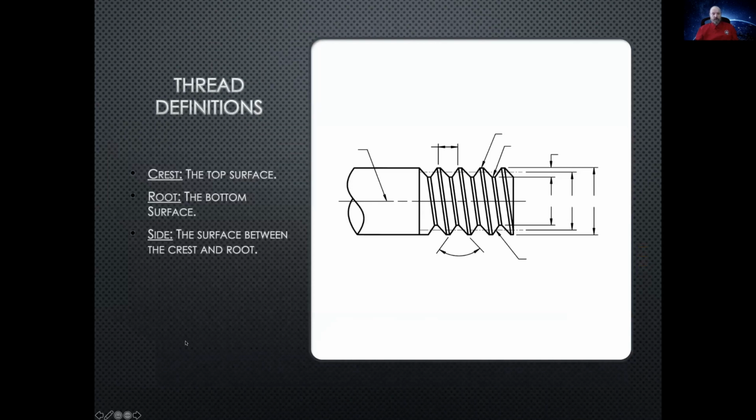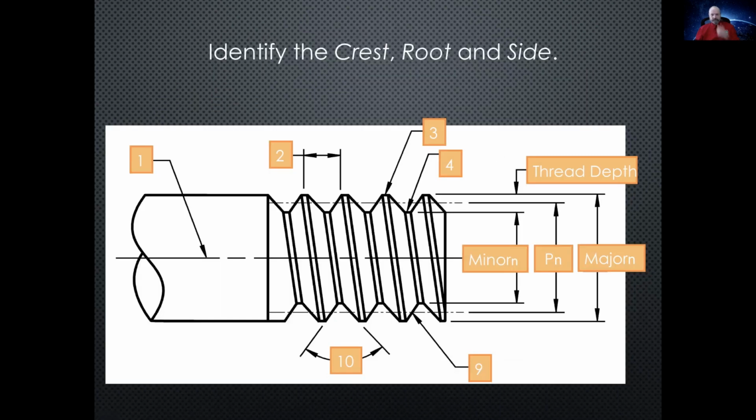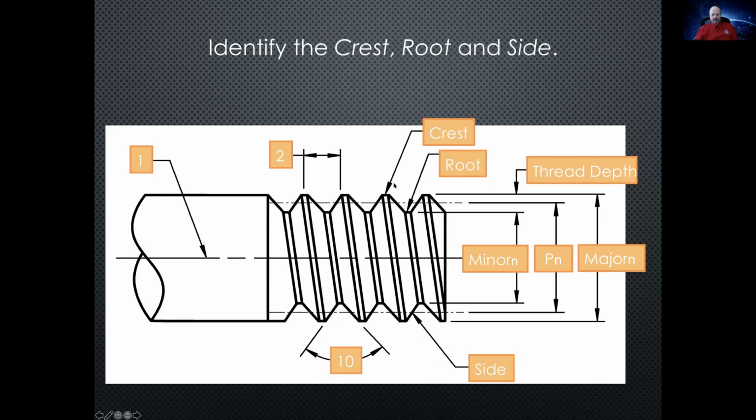So there's some more thread definitions. We have the crest, the root, and the side. So let's take a look at what the crest, the root, and the sides are. Which one do you think it is? I think 3 could be a crest. The root, it might be 4. And the side is probably 9. Let's see if I'm right. Oh yeah, so the crest is the top of the thread. The root is the bottom. I always want to call it the trough, but it is called the root. So crest and root, and then the side of the thread.